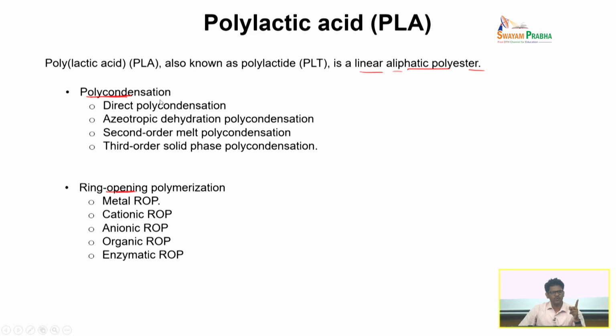The polycondensation involves only lactic acid, whereas the ring opening involves a lactide, which is the dimer. Again, the ring opening can be done through various mechanisms. You can use a metal catalyst, you can do cationic or anionic, organic, enzymatic ring opening mechanisms. The ring opening can be done in many different ways, and these are all the different pathways. Again, a lot of chemistry is involved, and different catalysts are involved. So I will leave it to you to read more about these polymerizations if you are interested.